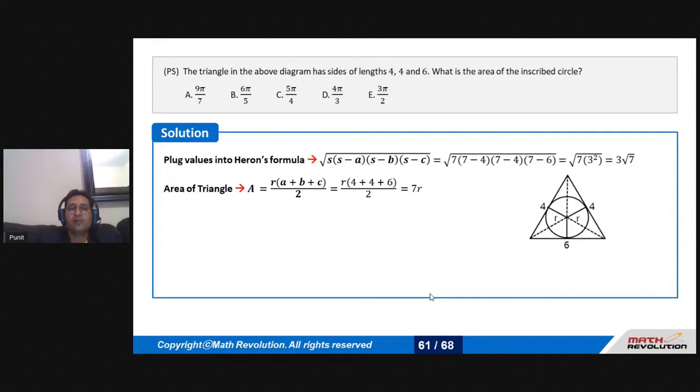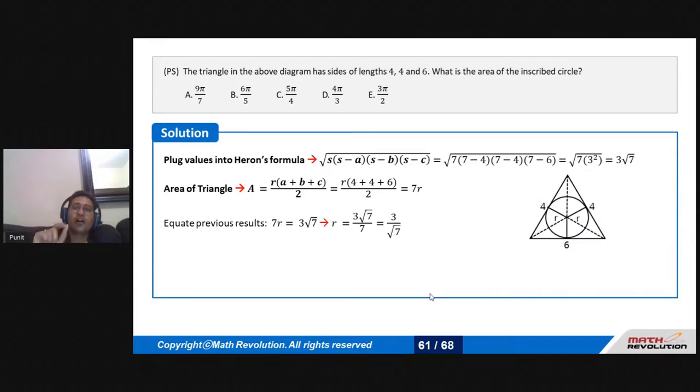Now, area of triangle would be equal to r times (a plus b plus c) divided by 2, which is equal to r times (4 plus 4 plus 6) divided by 2, which is 7r. Now, this 7r would be equal to 3 root 7. So we have found the area of the triangle, and we have written the formula of area of the triangle in terms of the inscribed circle so that we could find the value of r.